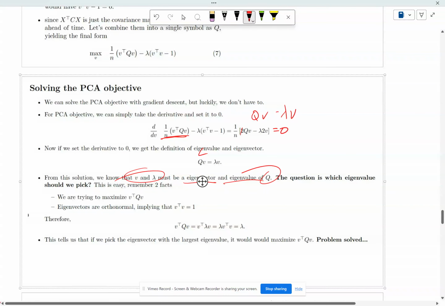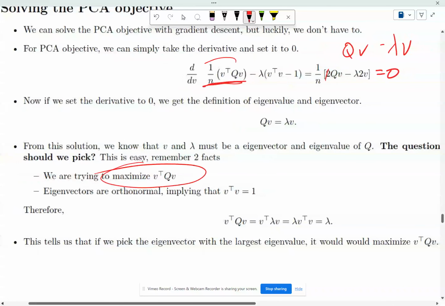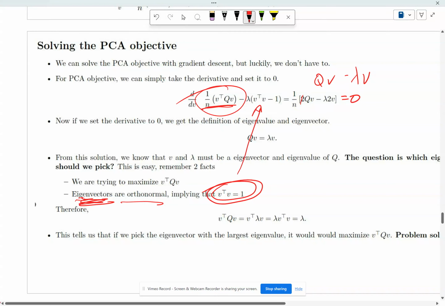The rest of the question is, since a matrix can have multiple eigenvalues and eigenvectors, which one should you pick? Well, that's also easy to answer. Now remember, we're trying to maximize this. And if you remember from linear algebra, eigenvectors are always normalized, so you don't even have to worry about this anymore. We just need to worry about maximizing this. And the second is, remember, I said eigenvectors are orthonormal, implying that this is already satisfied. This will equal 1, and therefore this whole thing will be canceled out.